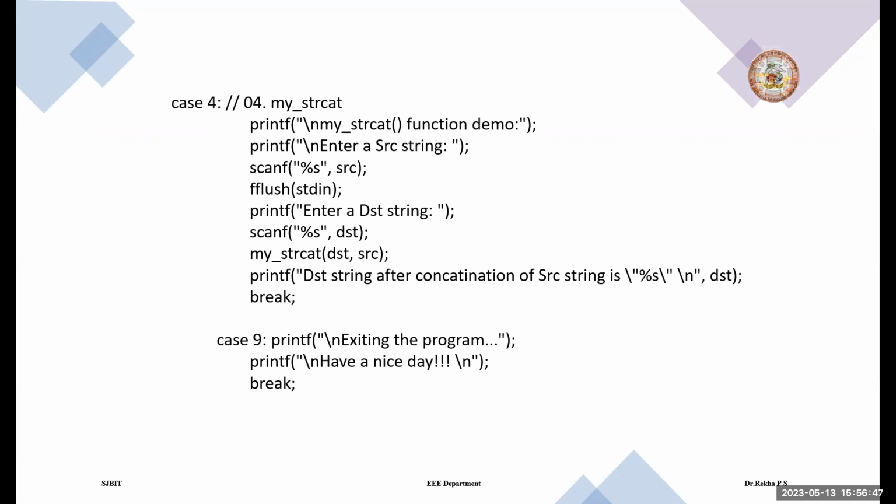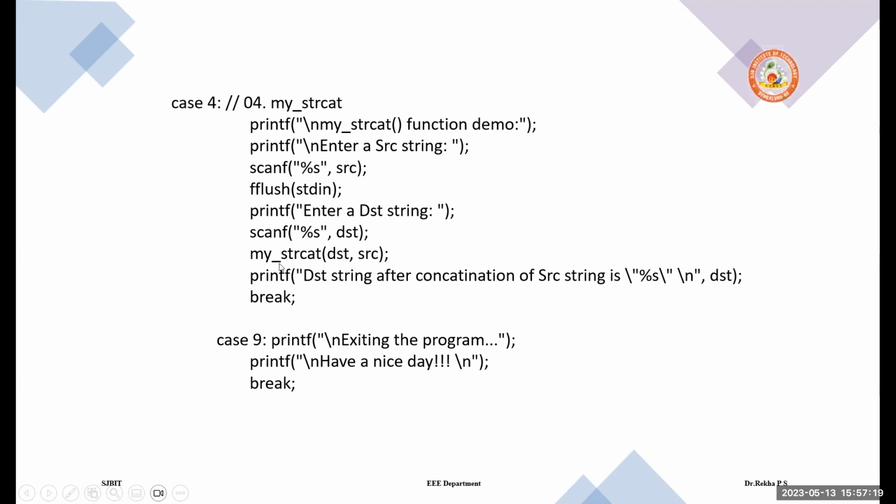First, you have to ask the user to enter a source string. He will enter it, and that will be read into the variable src. Again, you have to flush using the flush function. Then you have to ask the user to enter the destination string, the second string. That string will be read into the variable DST.